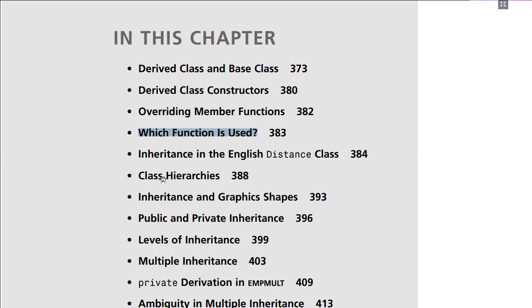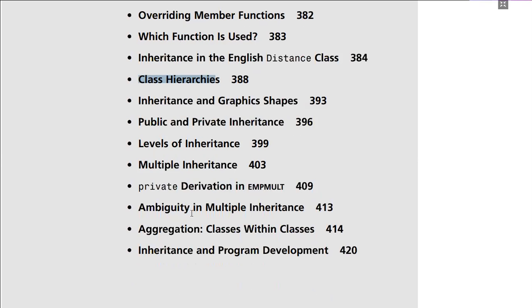Then we have talked about class hierarchies, like when we use hybrid inheritance, and how this works overall. We have talked about a problem in multiple inheritance or hybrid inheritance: in case of hybrid inheritance we face the diamond problem. Then we have talked about private derivation. That means whenever we're using private members, what problem we face, and how we can make sure that we can access the private variables and so on. Then we have talked about what ambiguity we face in multiple inheritance, same as the diamond problem.